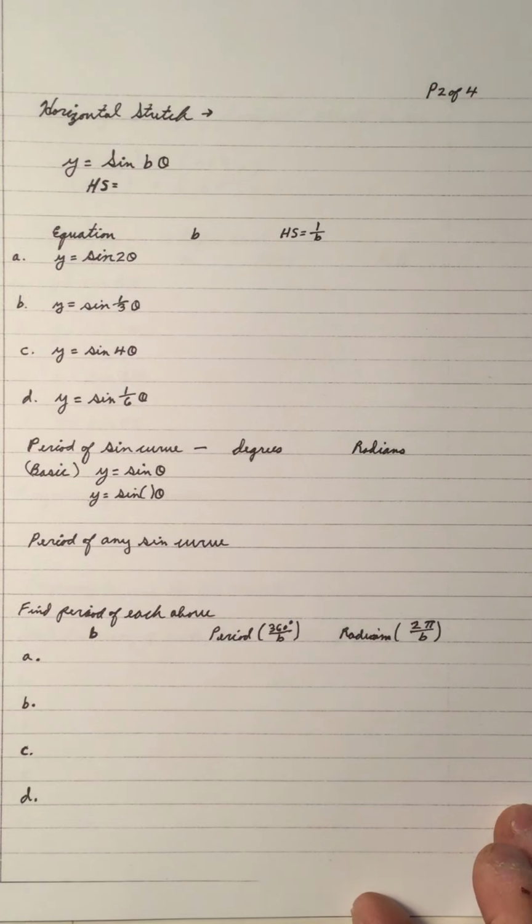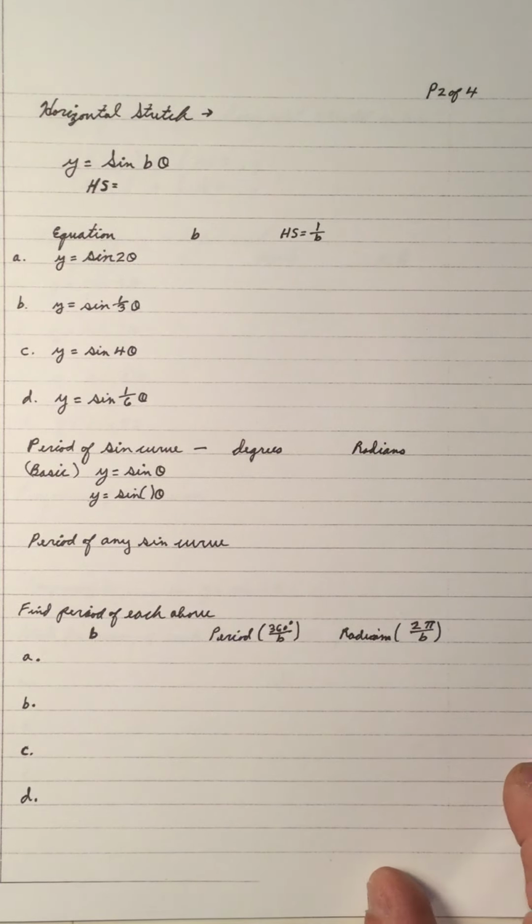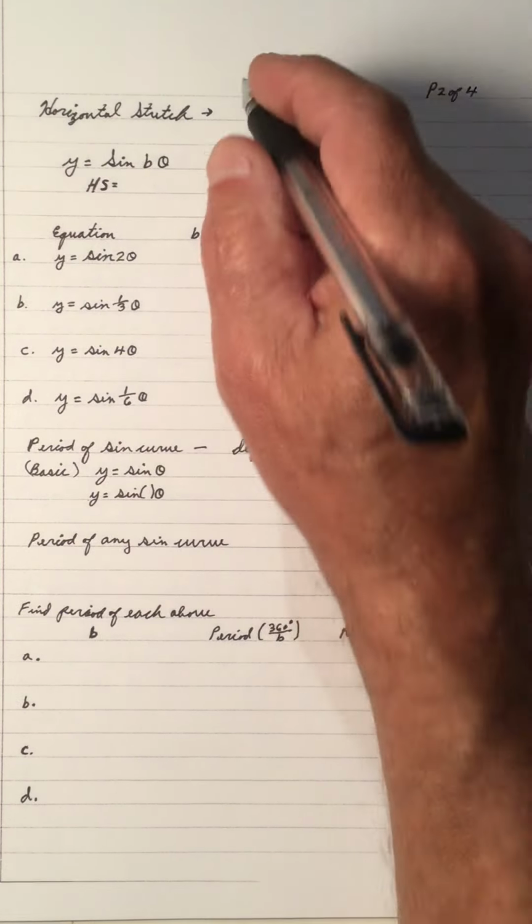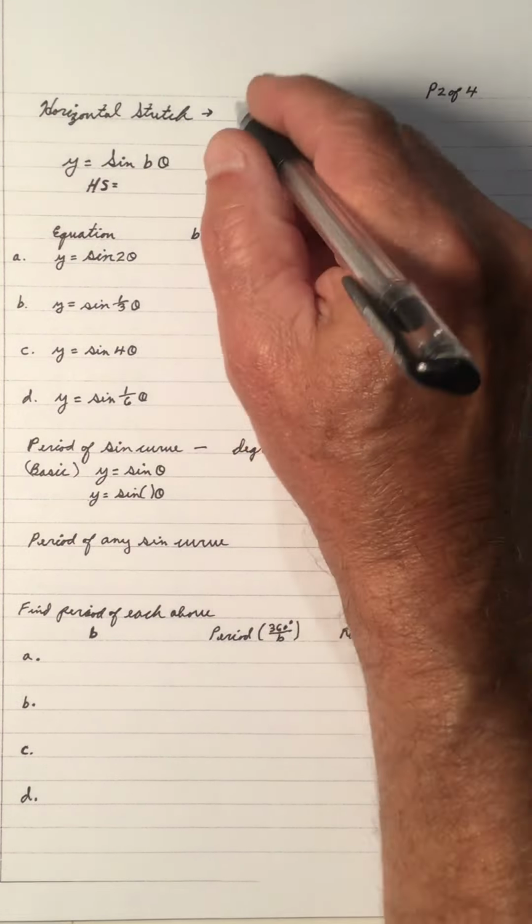Hi, welcome to my video on the horizontal reflection, horizontal stretch on sine theta, the graph of sine theta. The horizontal stretch is denoted by HS, and the equation is y equals sine b theta. So in relation to b, the horizontal stretch is 1 over b.